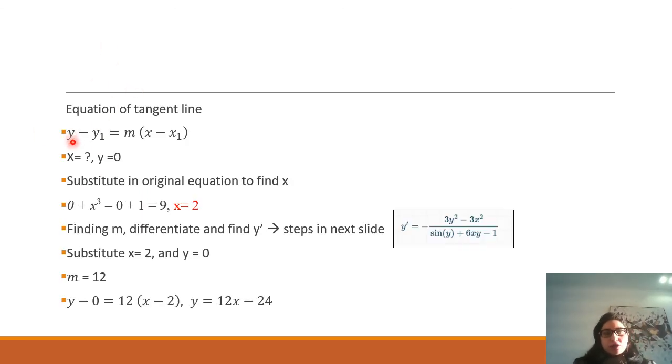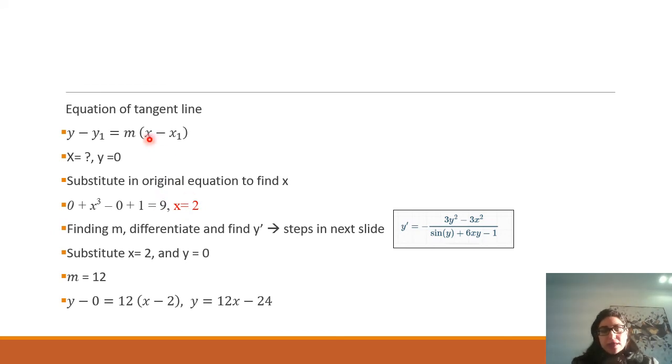Equation of tangent line: y minus y1 equals m times x minus x1. This is the general equation for any straight line. And then I don't know what x is, I know y equals 0. What can I do? I will substitute in the original equation. Substitute y equals 0, you will find x equals 2.